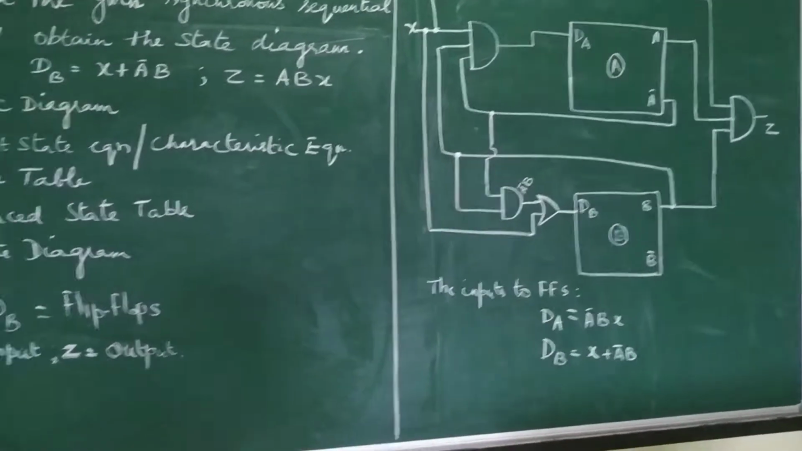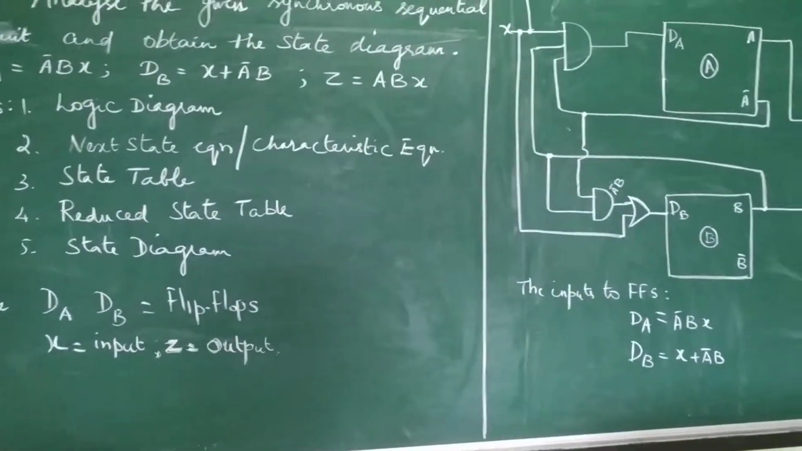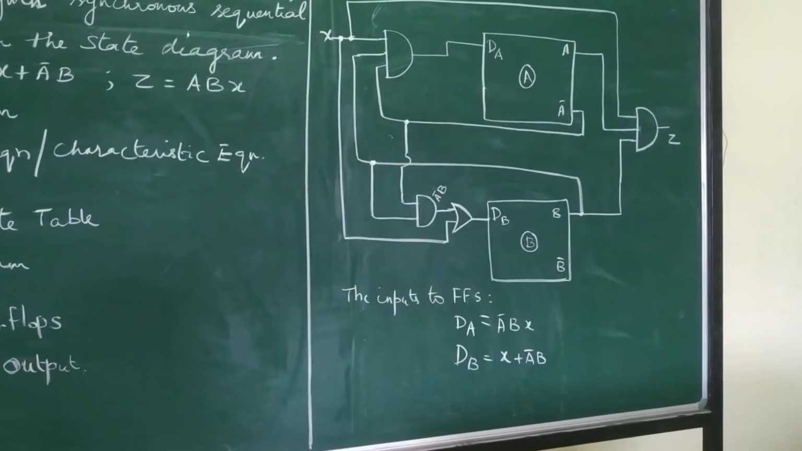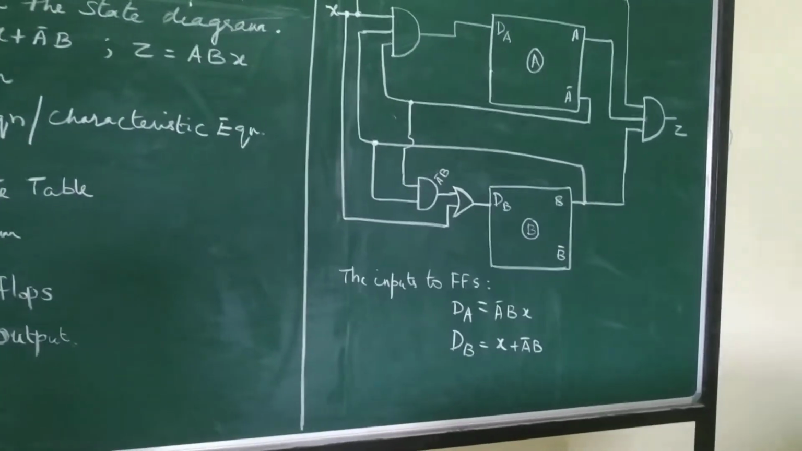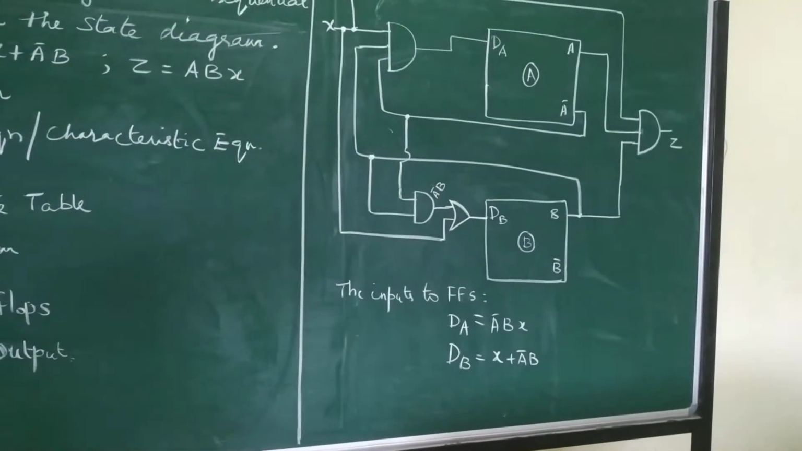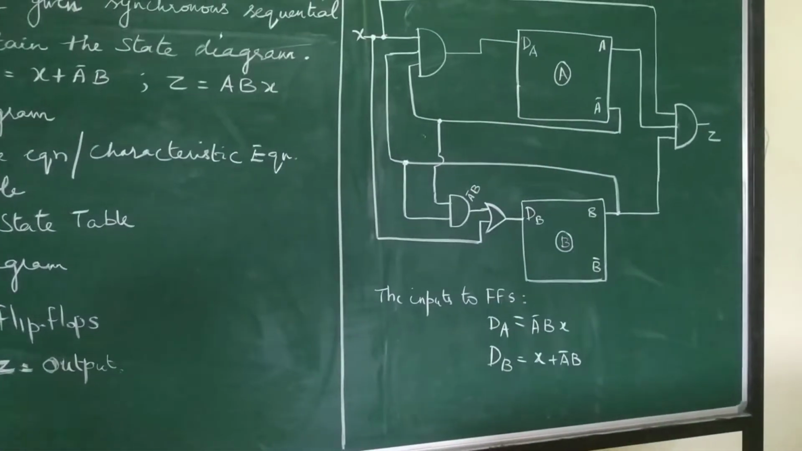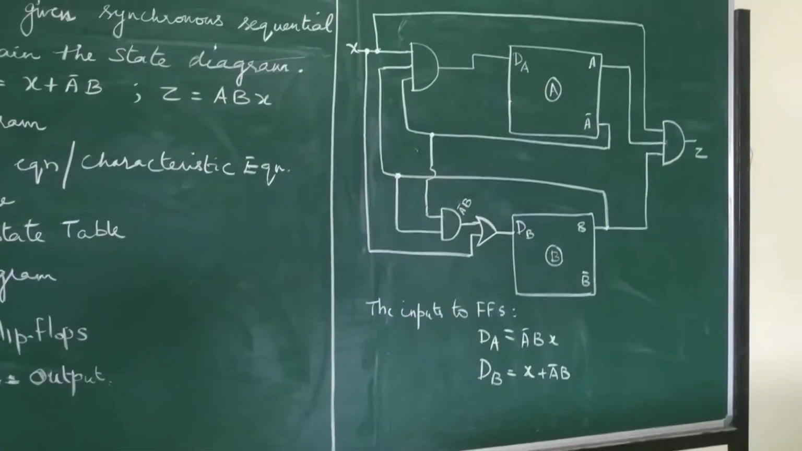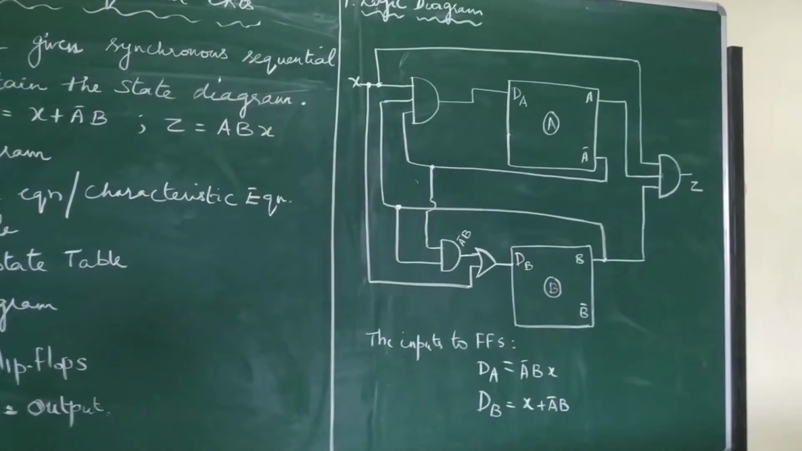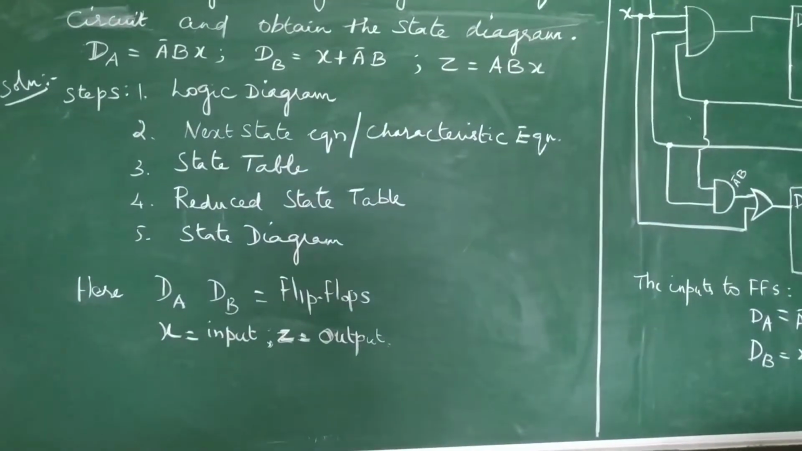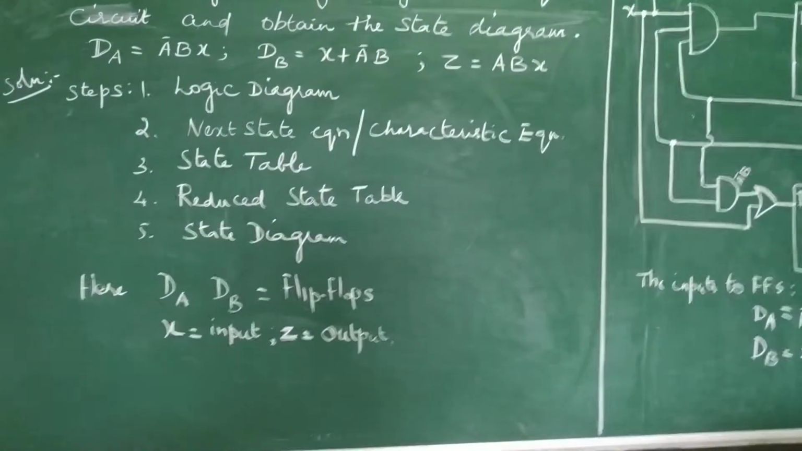So we need an AND gate and an OR gate also. Z is the output and Z is equal to ABX. That I have not given it here. I have just given the inputs to the flip-flops. If you want, I will write it later. So Z is equal to, it is given in the problem, ABX. So A, B and the X. So this is the way to do the logic diagram. And next is going to be the characteristic equation or next state equation.